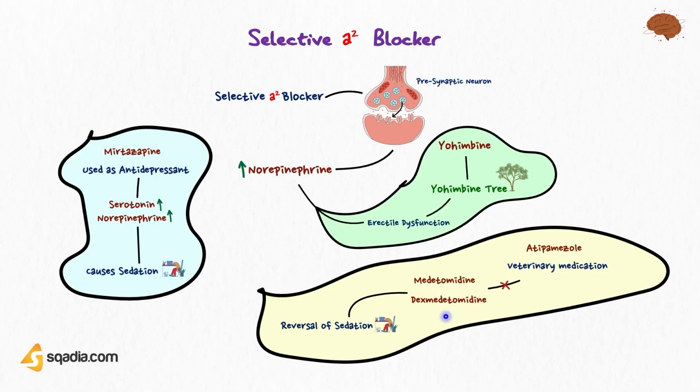They are medetomidine and dexmedetomidine. Medetomidine and dexmedetomidine are used as alpha-2 agonists, and they cause sedation, and if you want to reverse that sedation, you give atipamezole. Now selective alpha-2 blockers also have some side effects, including changes in blood pressure, dizziness, headache, sedation, dry mouth, and gastrointestinal disturbances, usually similar to alpha-1 blockers.